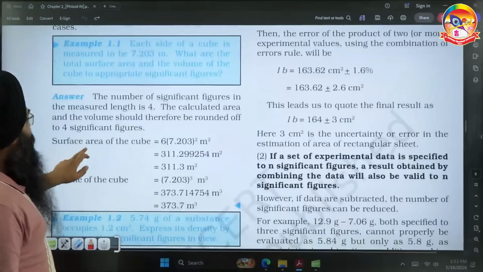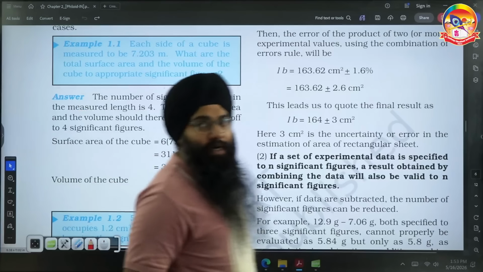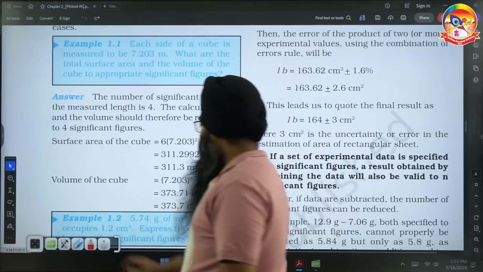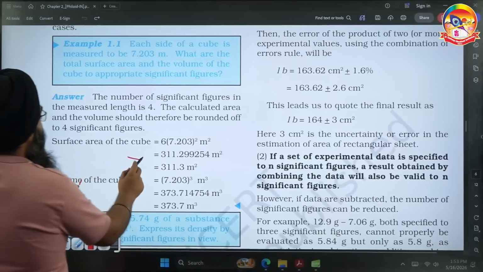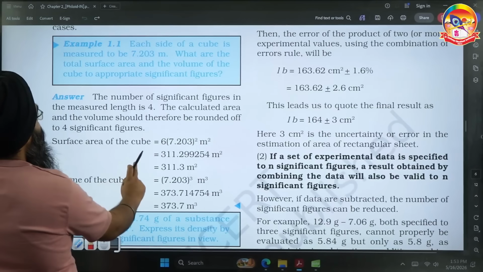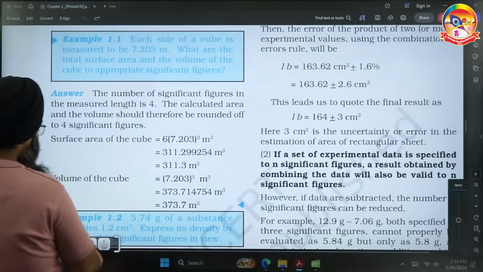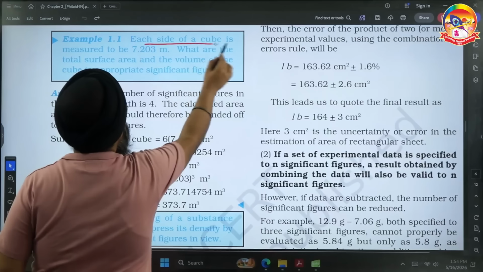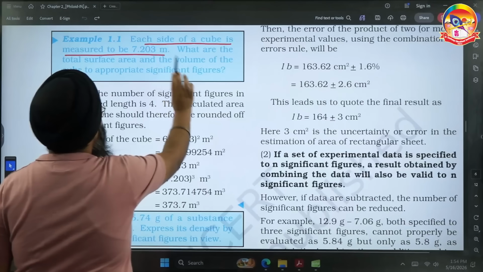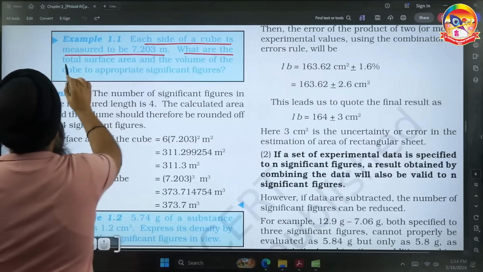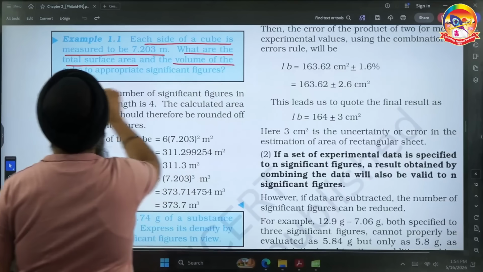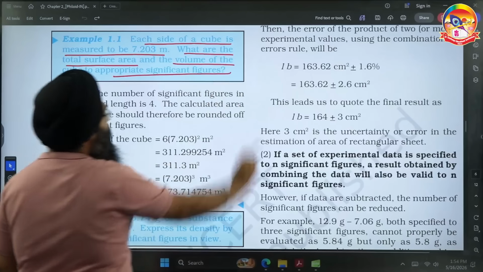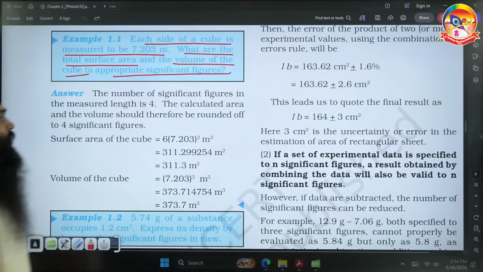Let us take one example given in NCERT. Suppose I take example 1.1. I hope it is visible to you. They have said that each side of a cube is measured to be 7.203 meter. What are the total surface area and the volume of the cube at appropriate significant figures? So this is what they are asking.